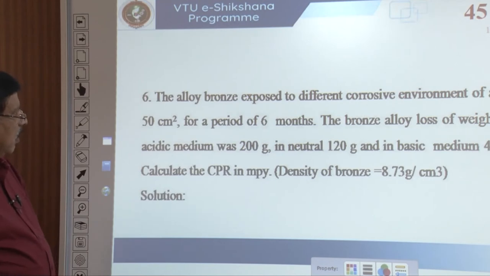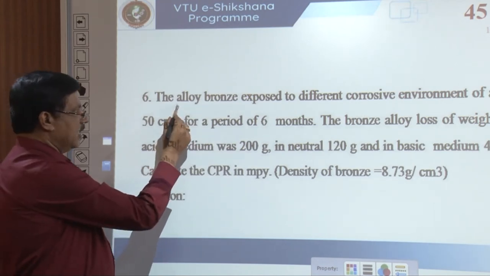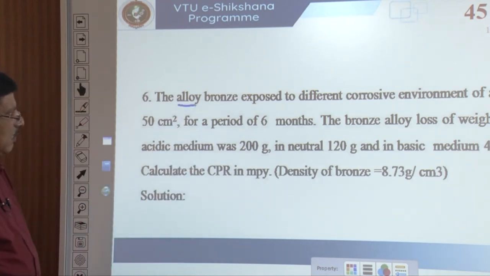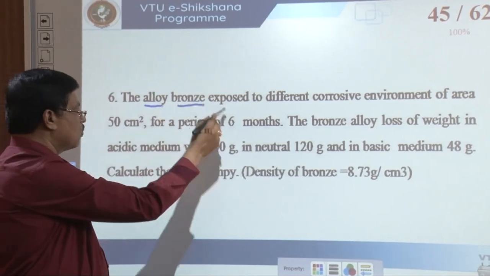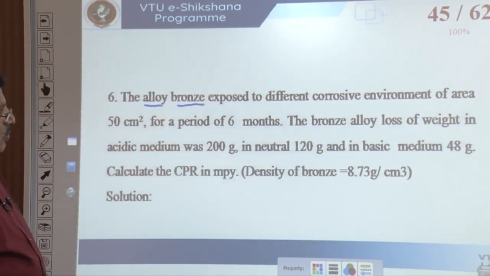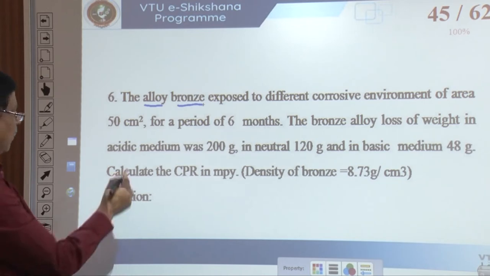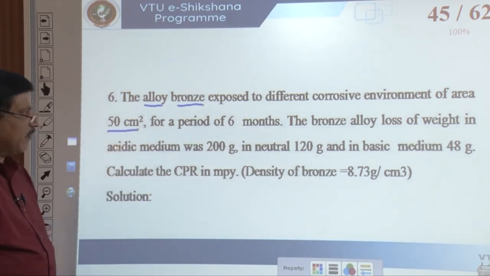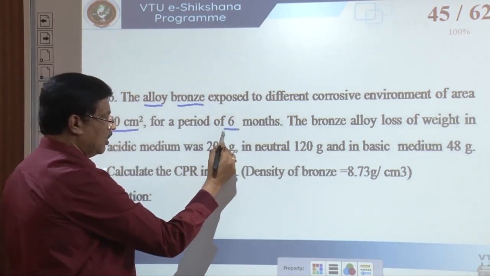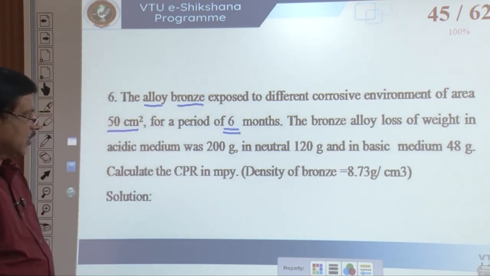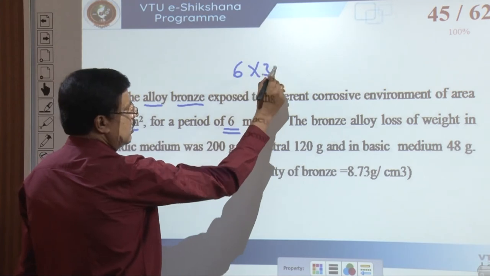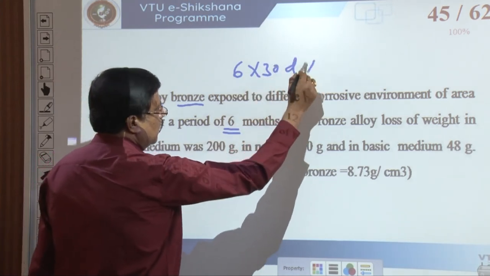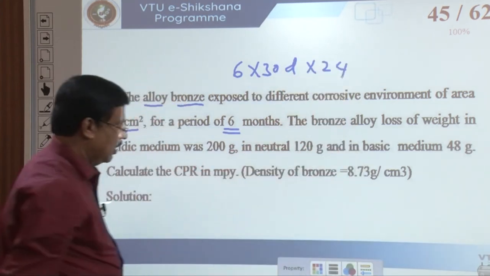So now the alloy bronze. An alloy is nothing but a homogeneous mixture of two or more metals. Bronze is exposed to different corrosive environments. This also is not going to be corroded so fast, unlike iron. The corrosive environment area is 50 centimeter square for a period of 6 months. So now 6 months means 6 into 30 days into 24 hours, that is time.